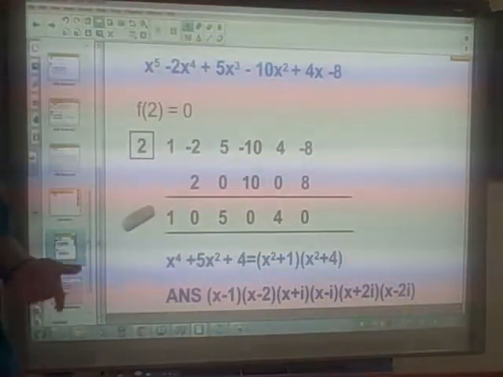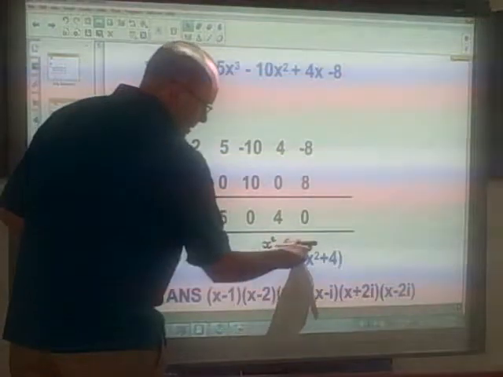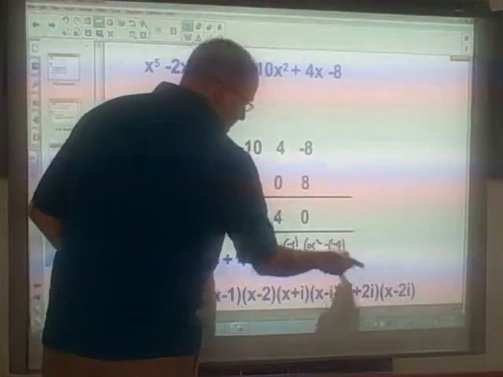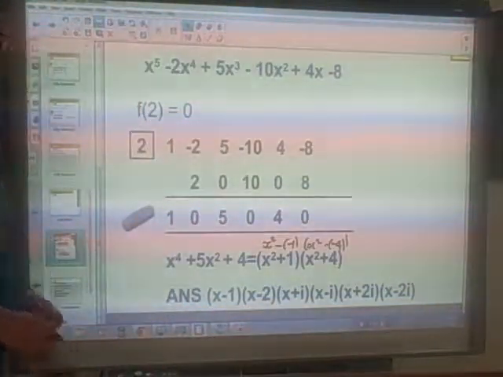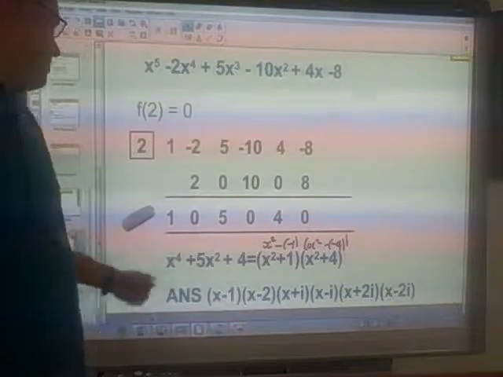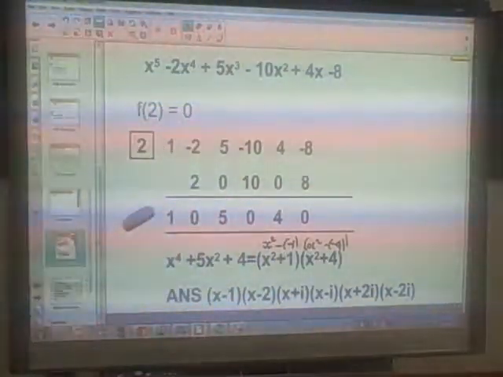And we can do difference of squares with this as well. This is actually x squared take away negative 1. And this is x squared take away negative 4. Of course, the square root of negative 1 is i, and the square root of negative 4 is 2i, which helps you to explain why this would be your factored form of that answer.